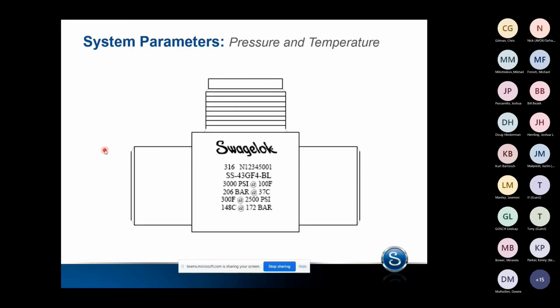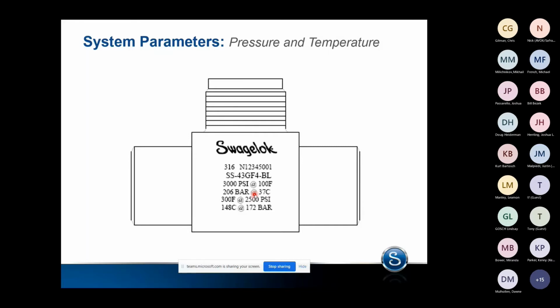Most Swagelok valves are going to have stamped in the side or etched in the side of the valve a couple of pieces of information. This is a 40 series valve, which is a ball valve. We're going to list the maximum pressure at 100 degrees Fahrenheit, and then we're also going to list the maximum pressure at the maximum temperature that this valve is going to be rated for, in the event that there's some derating of a pressure as we increase the temperature. So it's important to know that on a valve, it can be stamped right on it, what the maximum pressure is, what the maximum temperature is.